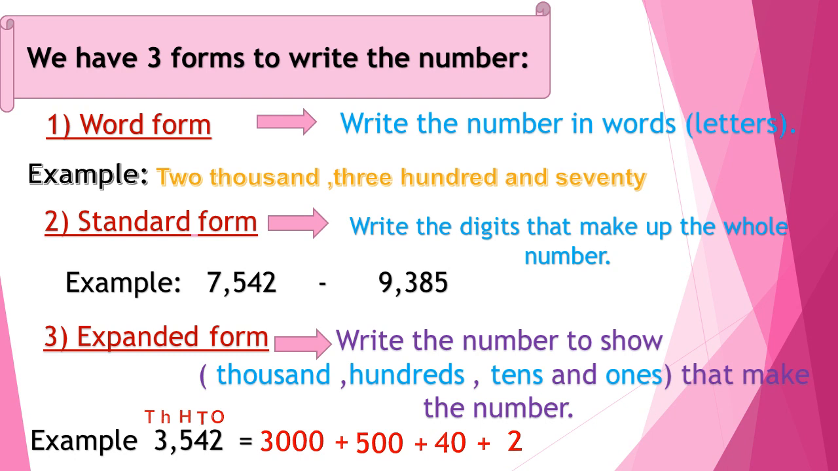Then we write 3,000. 3 in thousands, so we write 3 and put 3 zeros. 5 in hundreds, we write 5 and put 2 zeros. 4 in tens, so we write 4 and put 1 zero. 2 in ones, so we write 2.